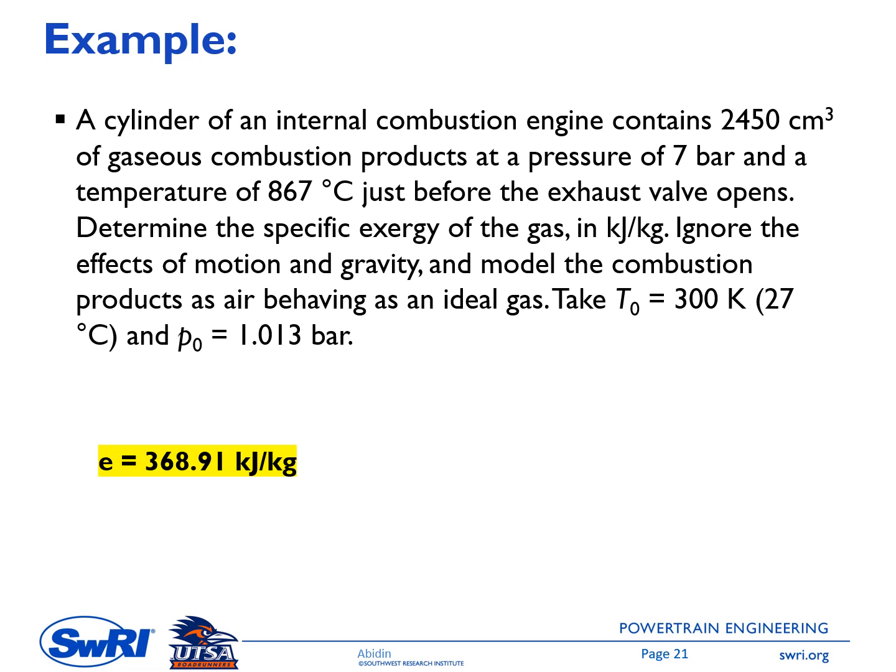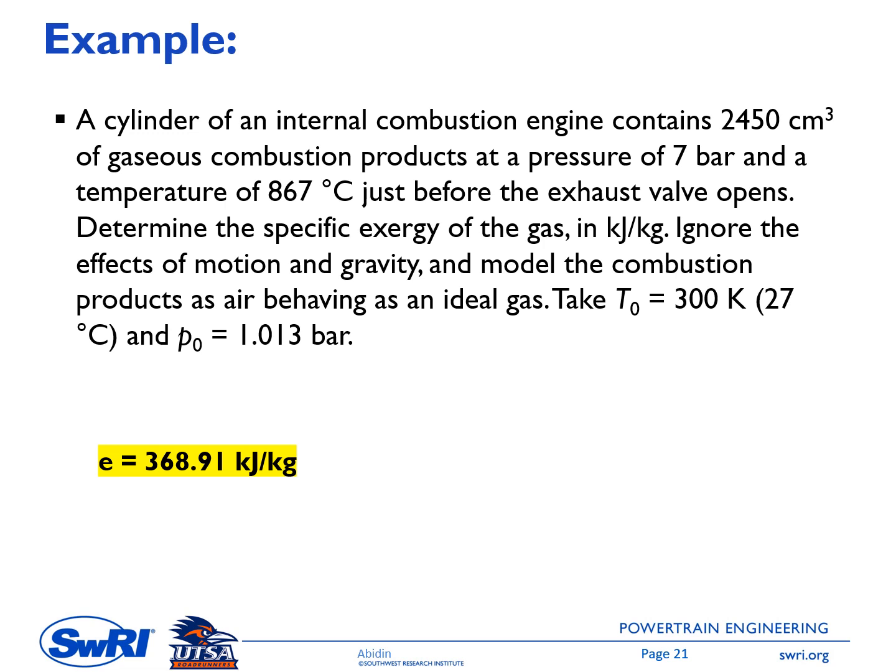So give a try to solve this one. I suggest you not look at the solution in the book. Okay, so try it by yourself. So you have a pressure of 7 bar and temperature of 867 degrees C. So you will use the same table as the one we used in the previous example. I believe it is table A23. So look at the specific internal energy at temperature 867 degrees C.